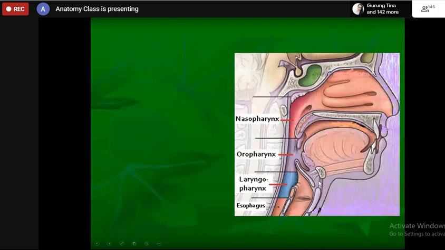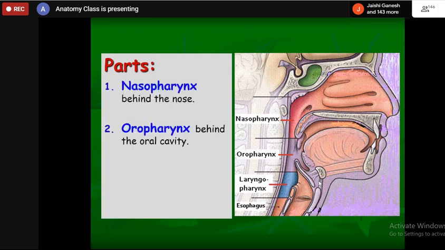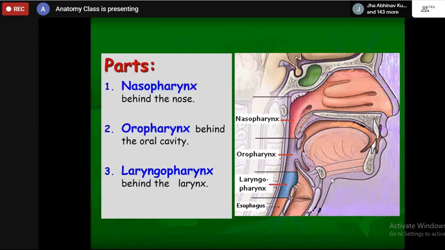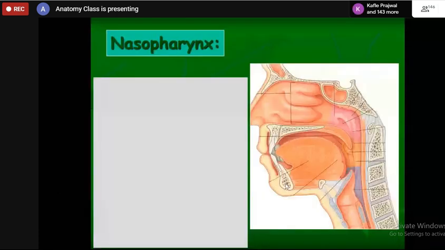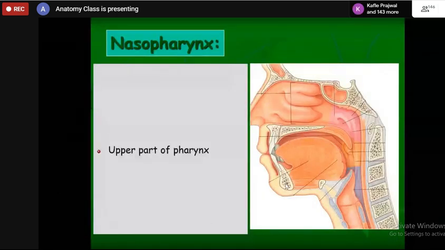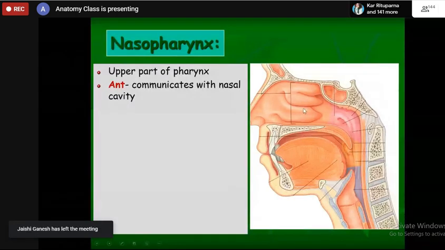Now comes the division of the pharynx. The pharynx is further divided into three: nasopharynx, oropharynx, and laryngopharynx. Behind the nasal cavity, behind the oral cavity, and behind the larynx. Now, we'll move on to the individual parts of the pharynx. First, the nasopharynx, the upper part of the pharynx. Anteriorly, this will communicate with the nasal cavity through the posterior nasal aperture.